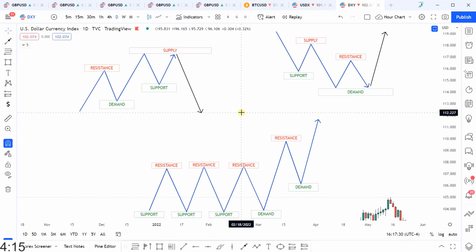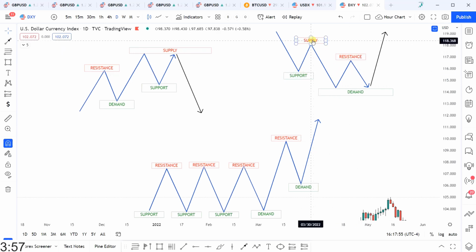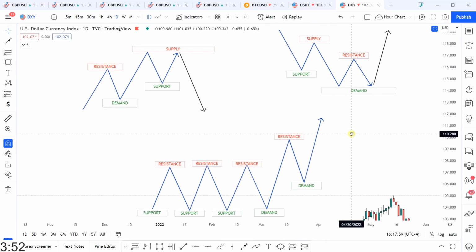Our rule of thumb is if it does not cause a break of the previous high, it's probably support. If it causes a break of the previous high, it's probably demand. If it doesn't cause a break of the previous low, it's probably resistance. If it does cause a break of the previous low or of support, it's probably a supply zone. So that's how you can easily tell the difference between support and resistance and supply and demand.